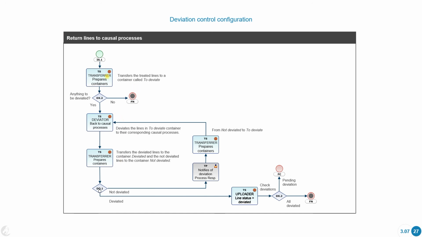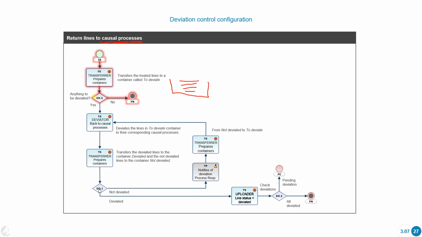Here we can see an example of the subprocess that needs to return the lines to the causal processes. Remember, there could be lots of different causal processes, not only one. So basically, the flow is going to enter this subprocess, and this transfer system task is going to grab all the lines that need to be deviated back to the causal processes. And it's going to store them in a container that's called toDeviate. So let's imagine I have a container, and in this container, I drop all the lines in, and these are all the lines that have already received their specific treatment, and they need to be deviated back to the source process, to the causal process.